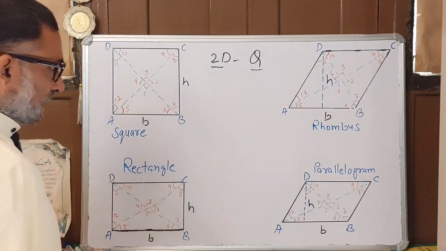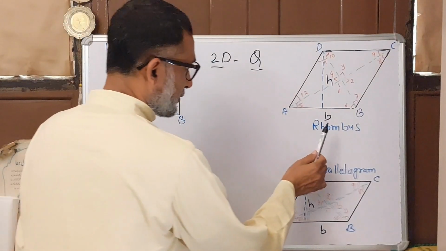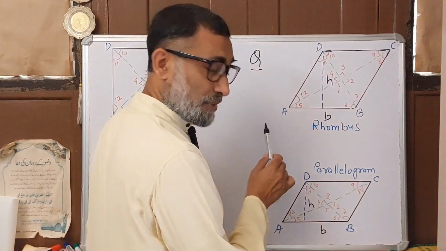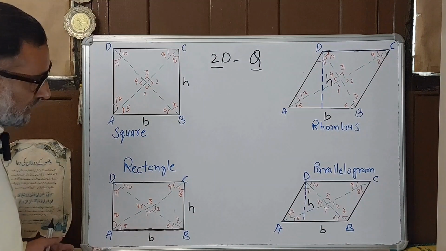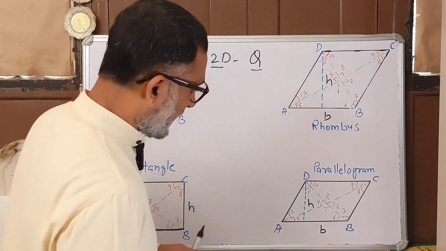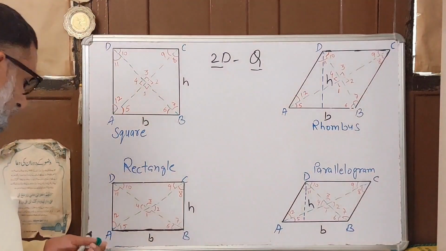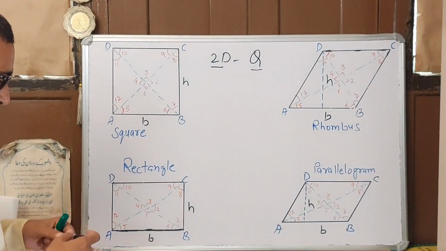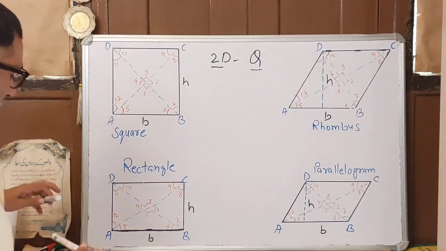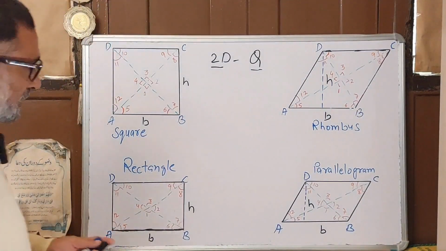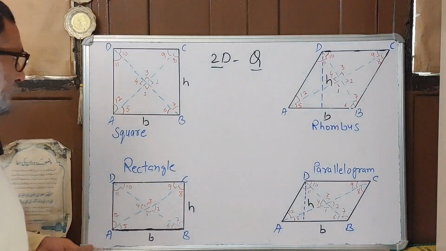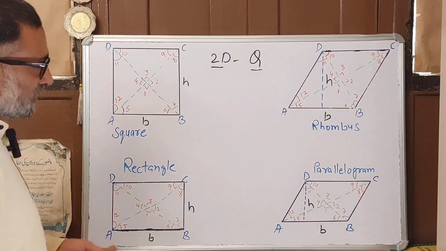This is square brother. This brother is rhombus, but not discovered by Columbus. And this is rectangle, and here is parallelogram. So what do we learn? We learn today what the similarities and what the differences are. This is the basics of mensuration.